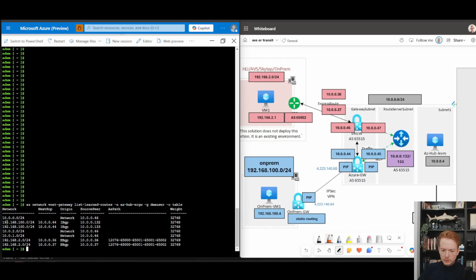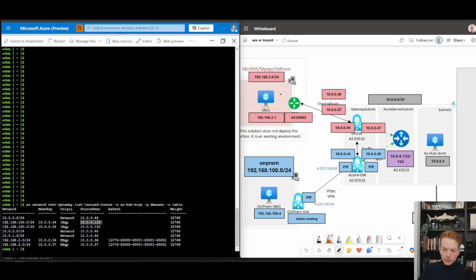Now we've got the on-prem VPN branch via .44, which is the address associated with the active VPN gateway instance, which has the tunnel pinned to it. That now makes sense. Learn from the route server. That makes sense.